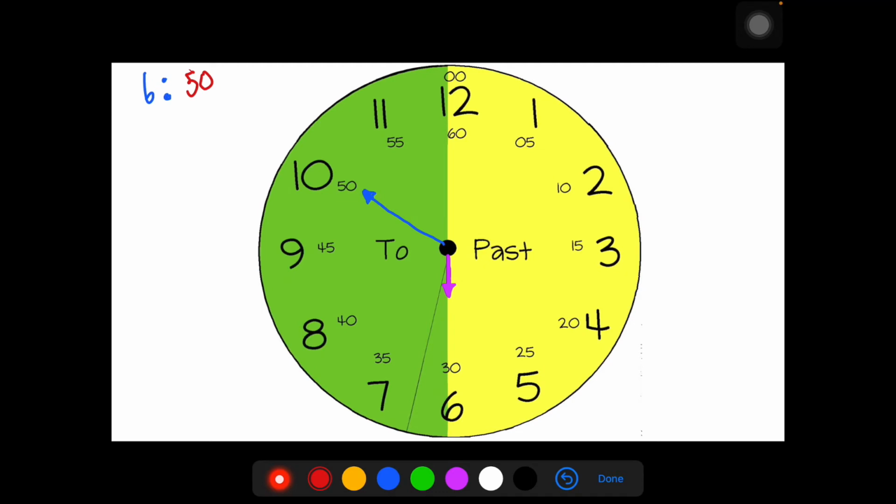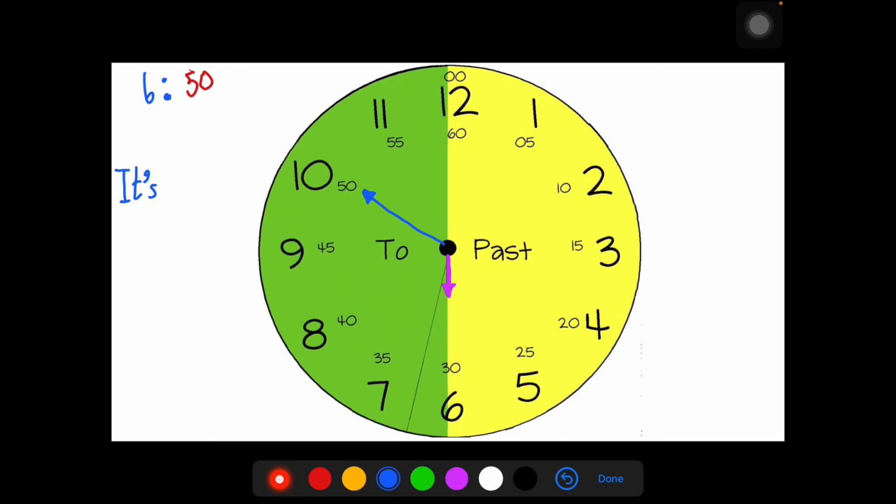Right. So in this side, we are going to use "to." How? Again, we are going to tell the time. So look at this one. Normally, we should tell the minutes. But this one, we will tell how many minutes are left until the next hour.